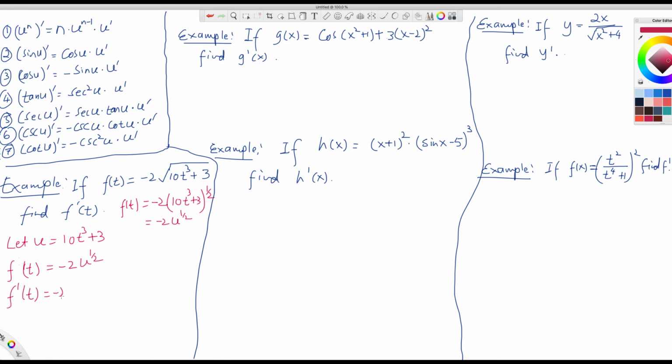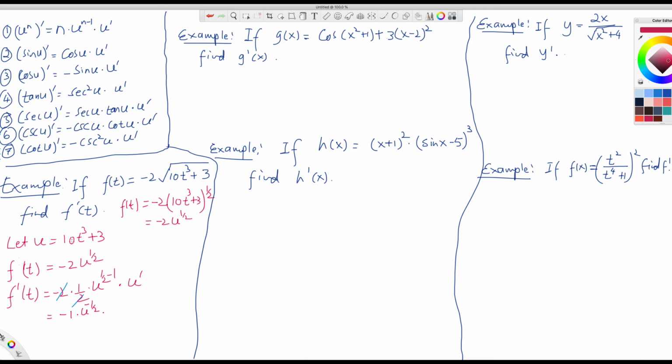That will be negative 2 times n, that is u to the n minus 1 times u prime. You see that? So that 2 divided by 2, you can cancel out those two 2's. So what is left is negative 1 times u to the negative 1/2 times, what is the derivative of u with respect to t? Because the t is the variable here.